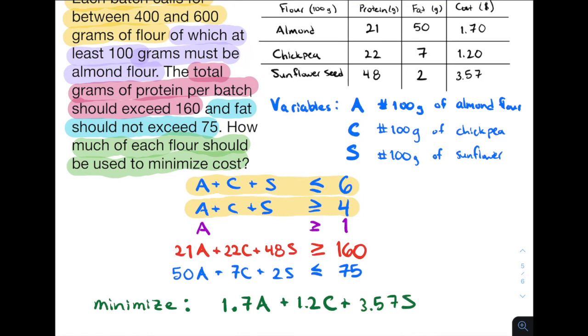Because this is a real-world problem, we can deduce that all of our variables must be greater than or equal to 0. At this point, we've identified enough information for us to turn to technology to find our optimal value.